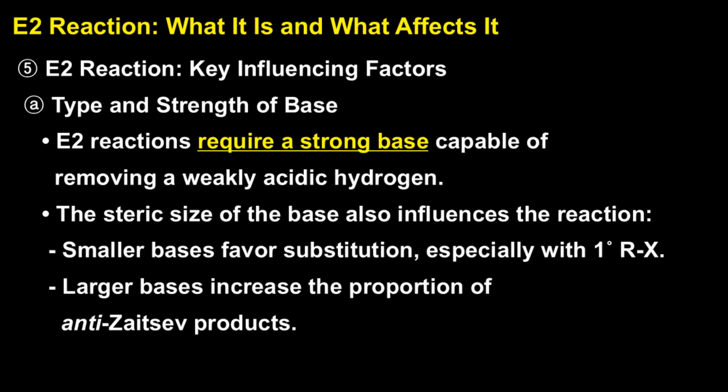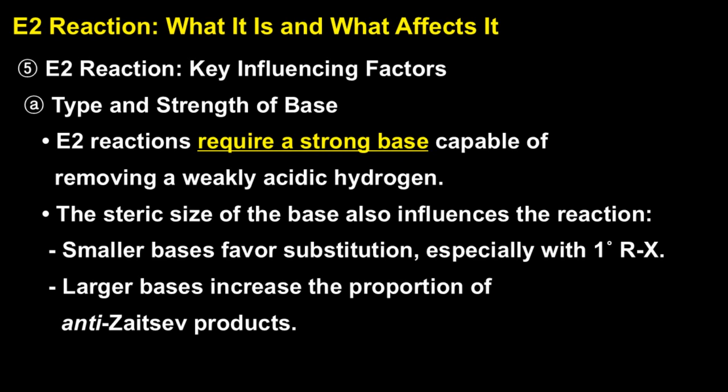E2 reactions rely on a strong base to remove a beta hydrogen and drive elimination. But here's the key. The size of the base plays a big role in which product forms. Small bases can easily approach the substrate. In primary alkyl halides, they might even lead to substitution instead of elimination.